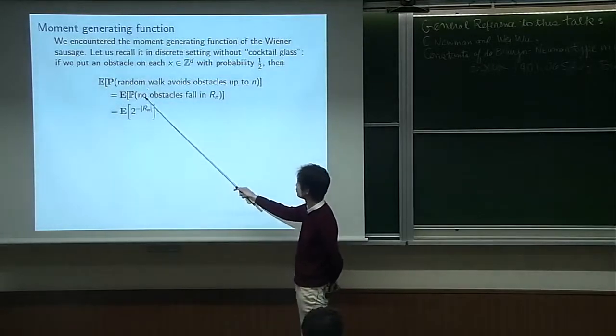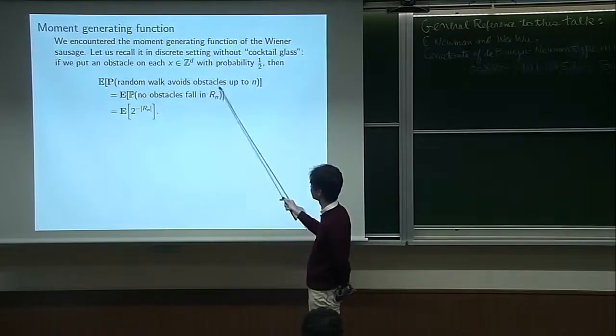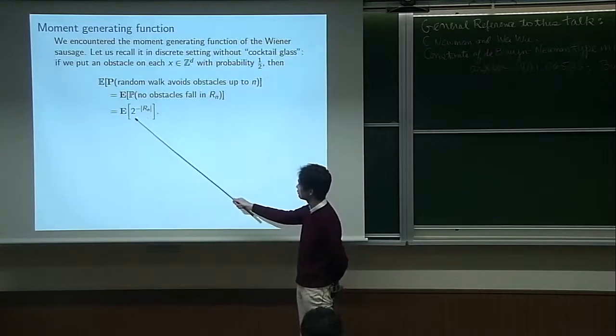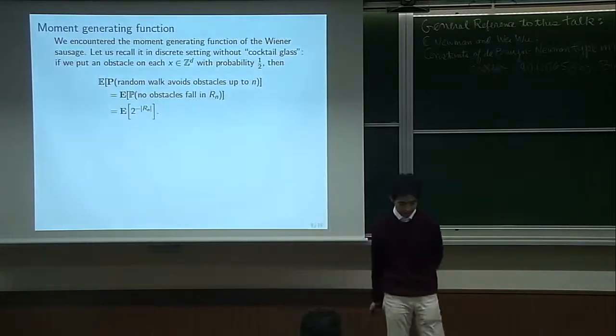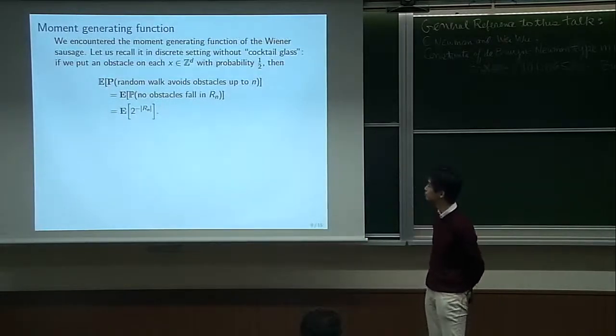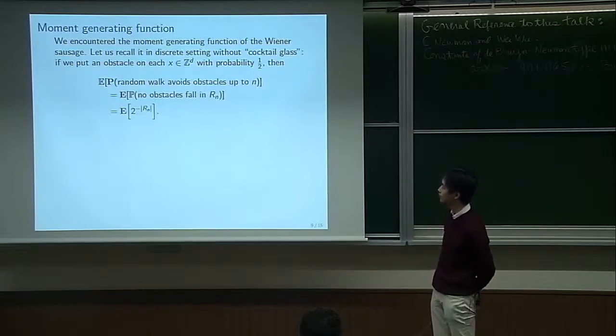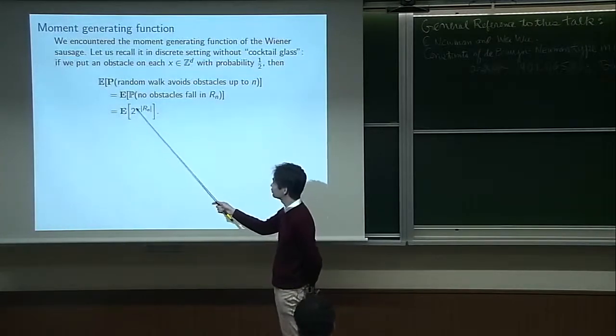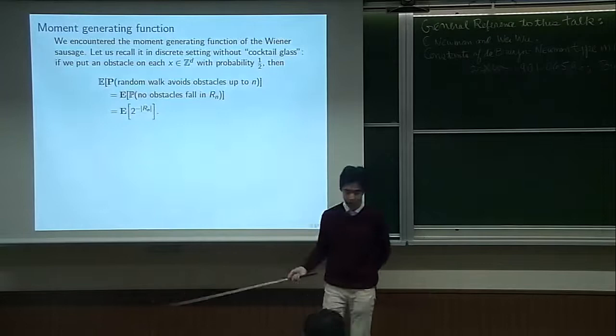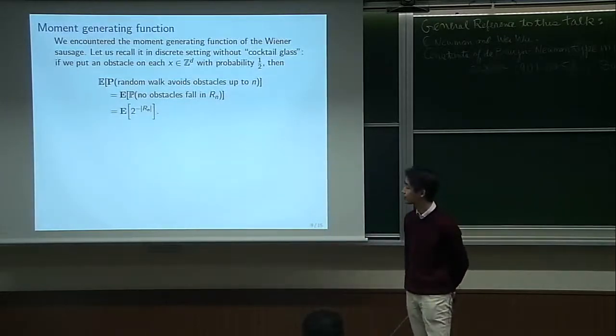Then by using Fubini, this is equivalent to this event: no obstacles fall in the range of the random walk. R_n is the range. And in this setting, this precisely behaves like 2 to the minus cardinality of the range, of course. And you take an expected value with respect to the random walk. This is the moment generating function. Of course, I restricted to the parameter 1/2, but you can replace this by an arbitrary parameter between 0 and 1. And then it's really nothing but the moment generating function.